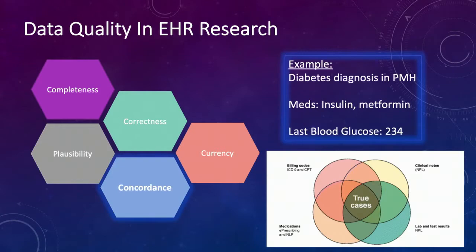Another idea is concordance. It's somewhat similar to correctness, but this is, I would say, more not really consistency, but where there's information that may be gleaned from one area that can inform something in another particular area. I think this is tightly wrapped up also in the idea about phenotypes. Using the diabetes example again, a patient doesn't have in their past medical history a diabetes diagnosis, but they're on insulin, they're on metformin, their last blood sugar was 240. So there's some lack of concordance in some of the data elements within the EHR.